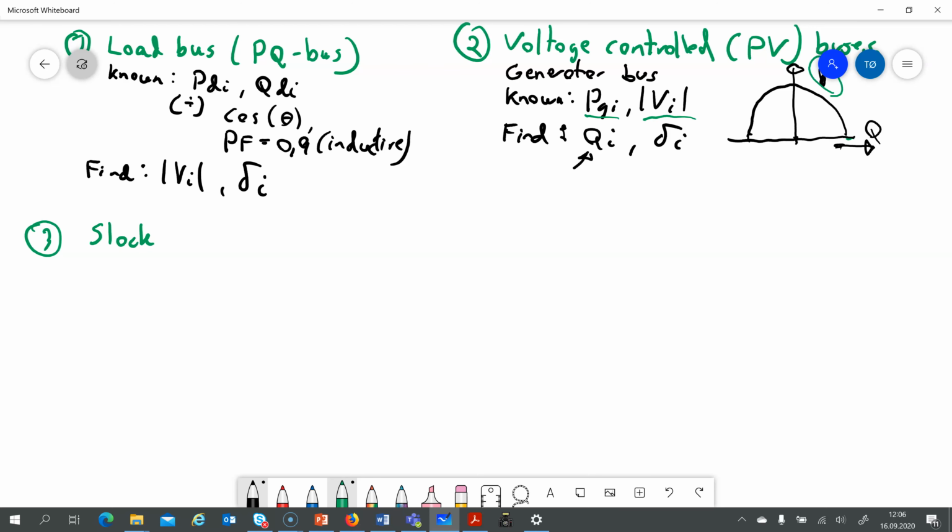Slack bus, someone calls it infinity bus or swing bus. Another name, or a reference bus is also used. So every system you define in your calculation, you need to have a slack bus. That is typically a bus that is at the higher voltage level. It means that the load can exchange through this bus what is necessary in your defined system.